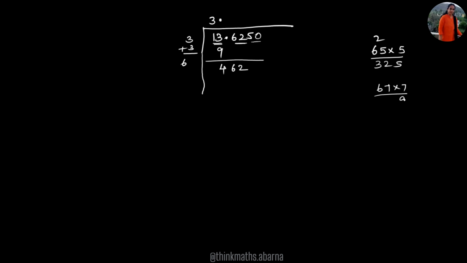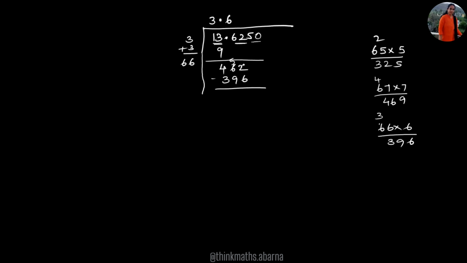7 sevens are 49, balance 4. 6 sevens are 42. 42 plus 4 is 46. So this is greater. So we can take 66. So 66 into 6. 6 6s are 36. Balance 3. 6 6s are 36. 36 plus 3 is 39. So this is lesser than 462. So write 6 here and this 6 here. So it is 396. Now we have to subtract.